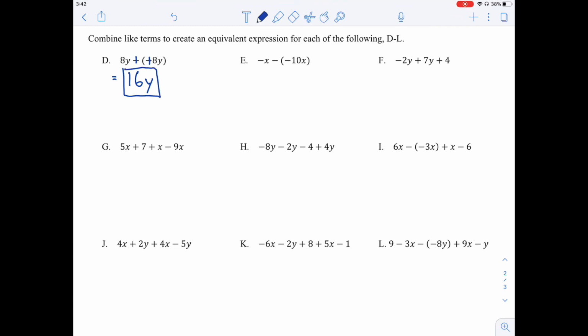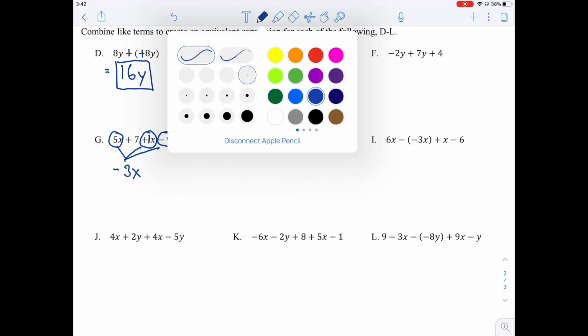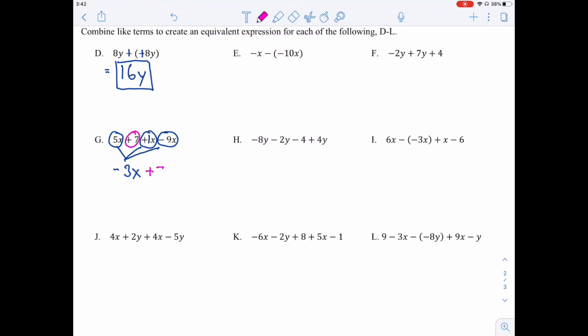And let's go down. We have 5x, positive x, and a third one, negative 9x. So now we have those three combined together. 5x plus x is 1x, so 5 plus 1 is 6, minus 9 is negative 3. So we have negative 3x. And then by itself, we have the positive 7. So we write down positive 7, and that's our answer: negative 3x plus 7.